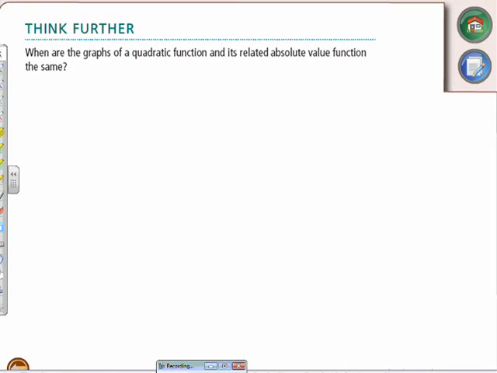Okay, so there is going to be a time when the quadratic function and the absolute value of the function are going to be the same. We just saw in that last example that it reflected all the way up and over the axes. When would they be exactly the same?